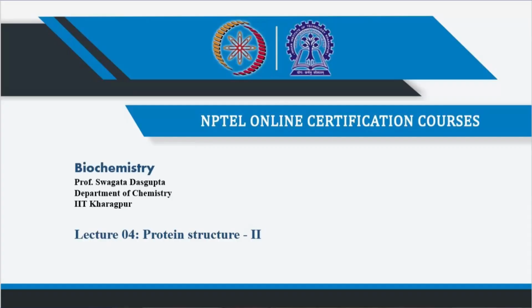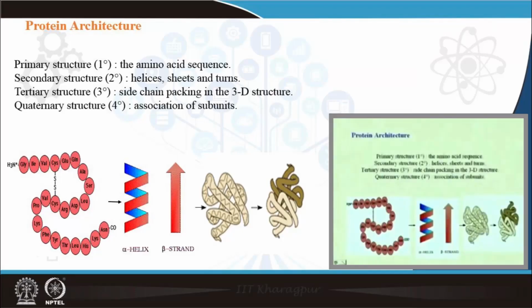Let us continue our discussion on protein structure and protein architecture. What we have here is the primary structure, which we now know is just the amino acid sequence of the protein. The secondary structure comprises helices, sheets and turns, something that we will be doing in more detail today. Then we have the tertiary structure of the protein, that is the side chain packing in the three-dimensional structure.